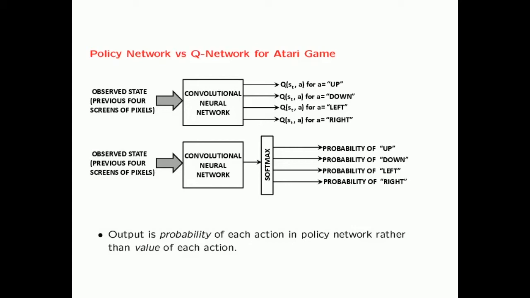Now, in the case of policy networks, the approach is somewhat different. In the case of the policy network, the input is still the same. Again, we are using the previous 4 screens of pixels. So that's basically the state of the system, whatever feature representation you use for the state of the system. And the output directly gives you the probability of up, down, left, and right. So in a sense, it's directly outputting the probability of the action. So you'll be using these probabilities for sampling. That is how the approach is going to proceed.